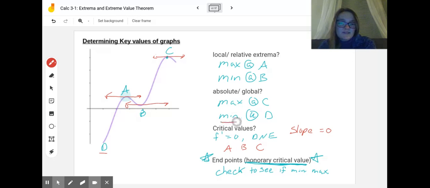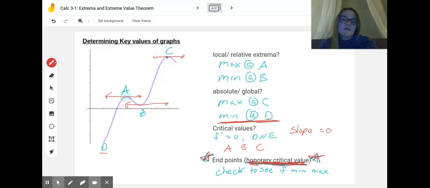The reason that D is an absolute global max is actually because it's an endpoint. So not every endpoint is going to be a global max or min, but endpoints are important to check when you're looking for global maxes and mins. I actually call them honorary critical points. Now, they're not necessarily critical points, but they're things that you should check because there is a chance that they are going to yield a max or a min.